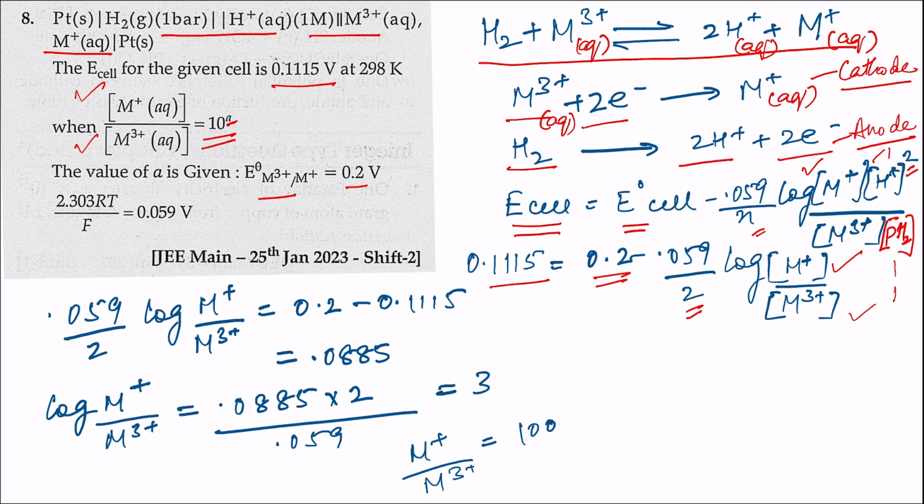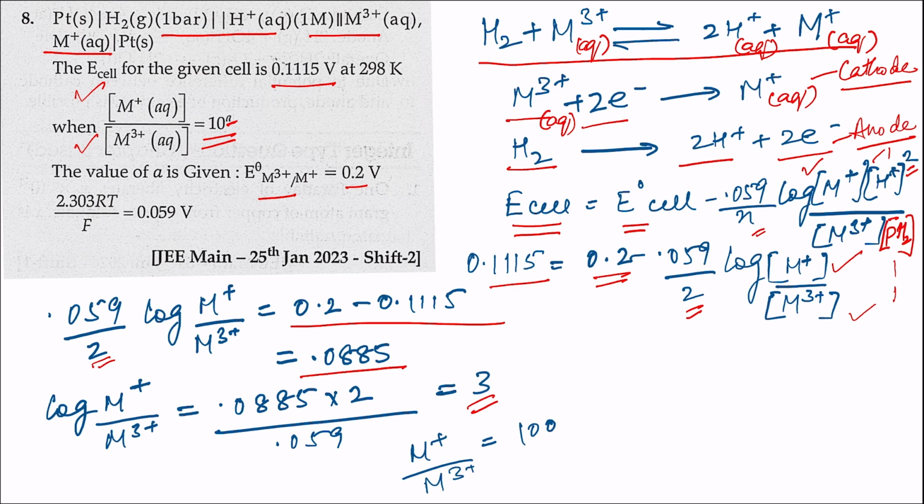Now rearranging this equation, 0.059 by 2 log M+ by M3+ is equal to 0.2 minus 0.1115, that is E naught cell minus Ecell, which is equal to 0.0885. So log M+ by M3+ will be 0.0885, this 2 goes to the right hand side, so 0.0885 multiplied by 2 and divided by 0.059, which is equal to 3. So log of concentration of M+ to M3+ ion is 3.